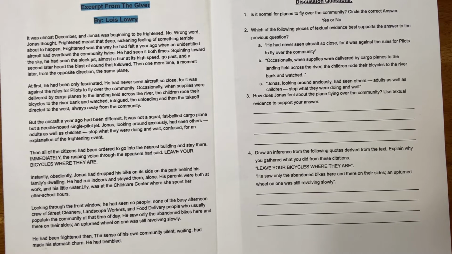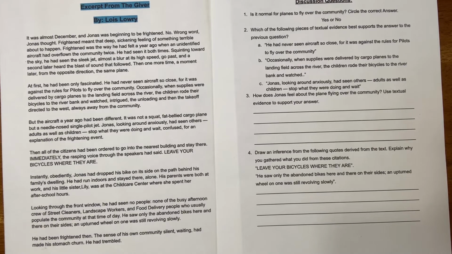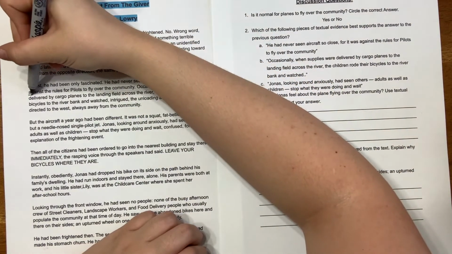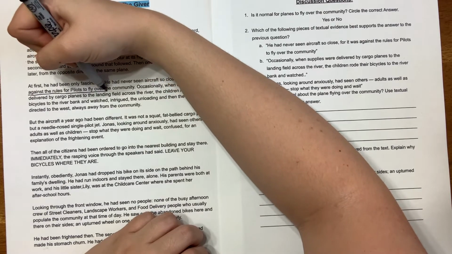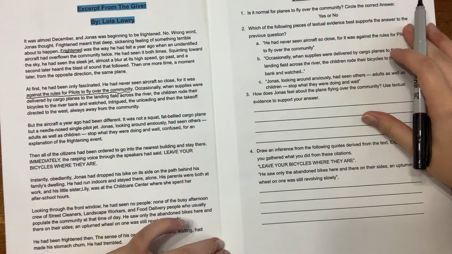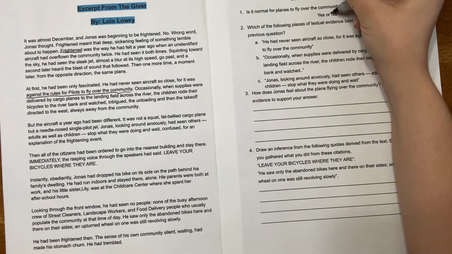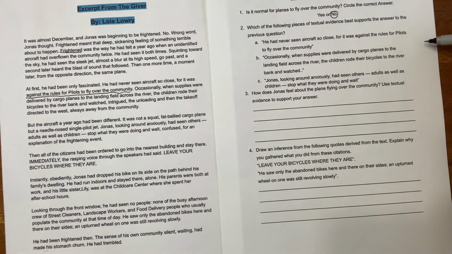Our first question: is it normal for planes to fly over the community? Circle the correct answer, yes or no. Well, let's look at the text. It says that when the planes flew over the community, Jonas had been frightened. It also says that it is against the rules for pilots to fly over the community. From these two pieces of textual evidence, we can gather that it is not normal for the planes to fly over the community.